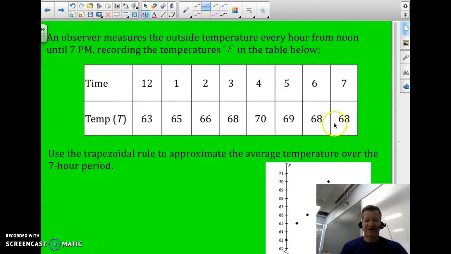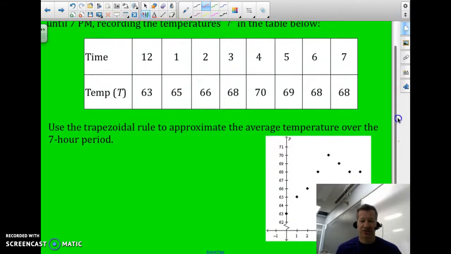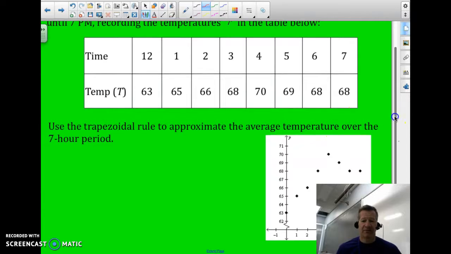Now, what if you're given a table of data instead? An observer measures the outside temperature every hour from noon till 7, recording the temperatures in degrees Fahrenheit in the table below. So here you can see at noon it was 63 degrees, all the way up till 7 o'clock it was 68. It had gone up to 70, then it went back down to 68. Use the trapezoidal rule to approximate the average temperature over the 7-hour period.